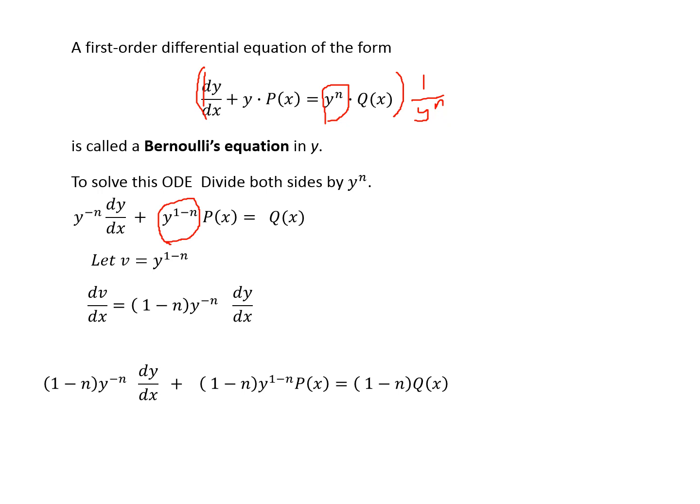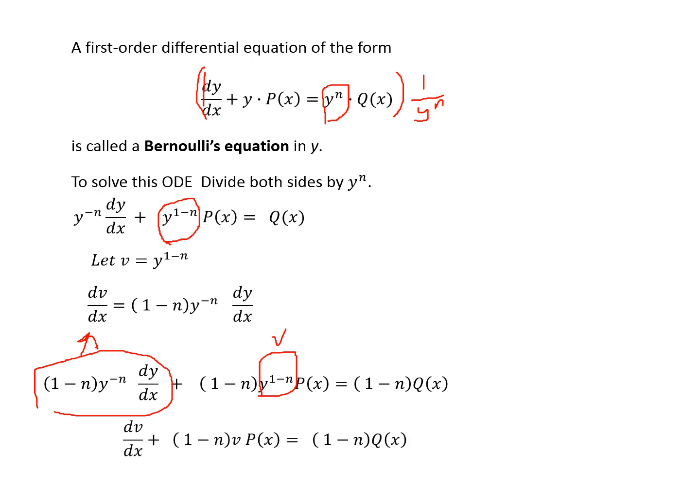So observe that this will be dv/dx, and this is just our v. The differential equation will become a linear one: dv/dx + (1 - n) v p(x) = (1 - n) q(x). And the solution of this will be just linear. So let's have one example.